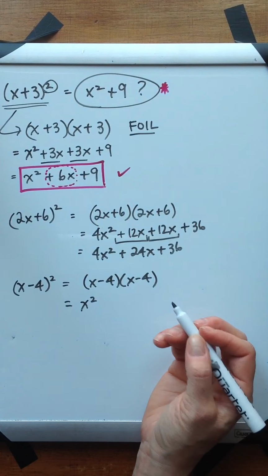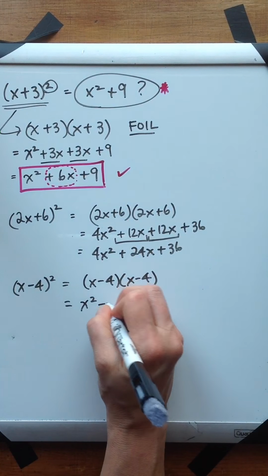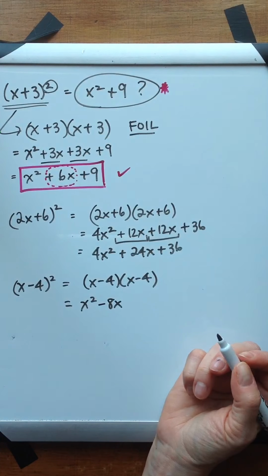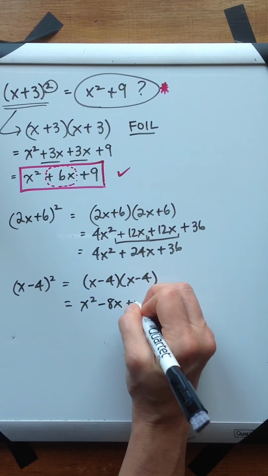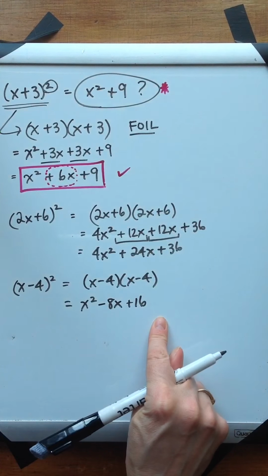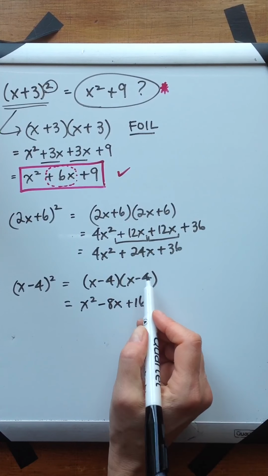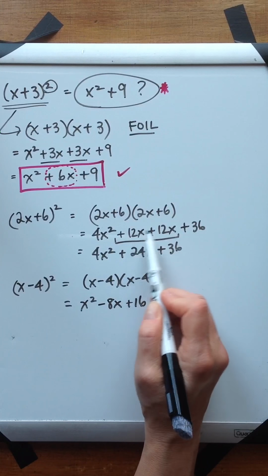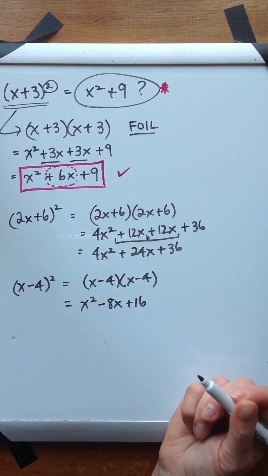Maybe at this point, you could actually recognize you could add those together and get negative 8x right off the bat. Negative 4x and another negative 4x would be negative 8x. And then negative 4 times negative 4 would be 16. And then you could get to this final answer one step quicker if you recognize that a binomial times itself allows for you to have identical middle terms that can come together to make the middle term at the end.